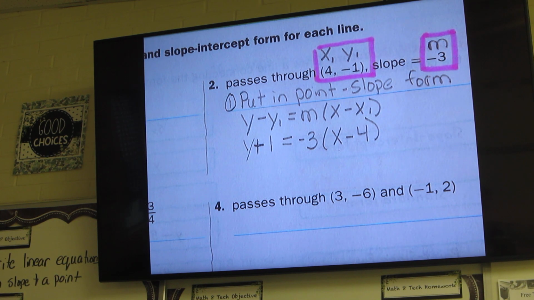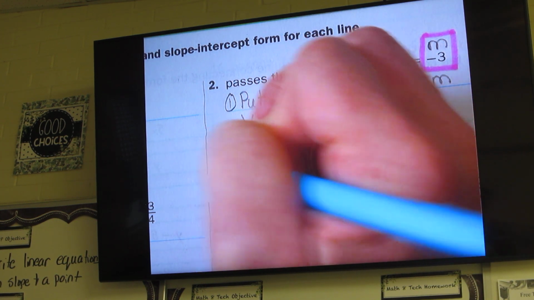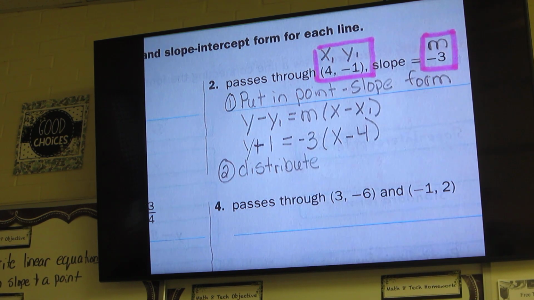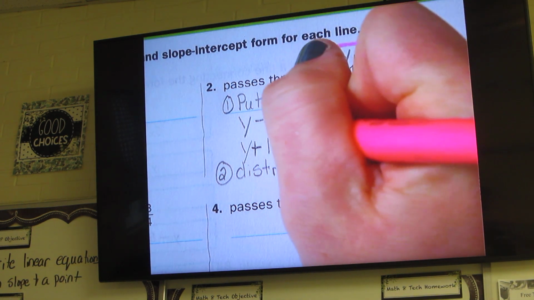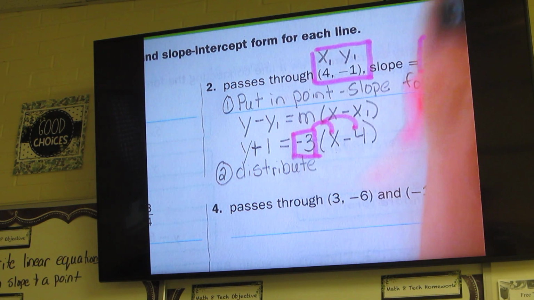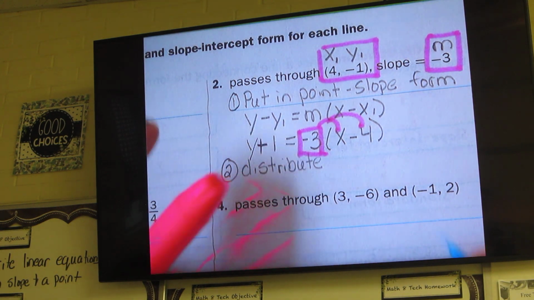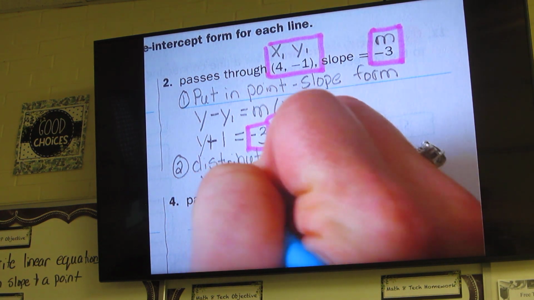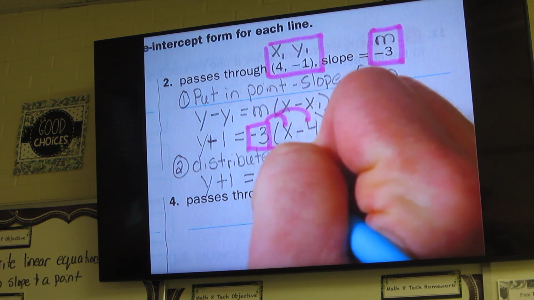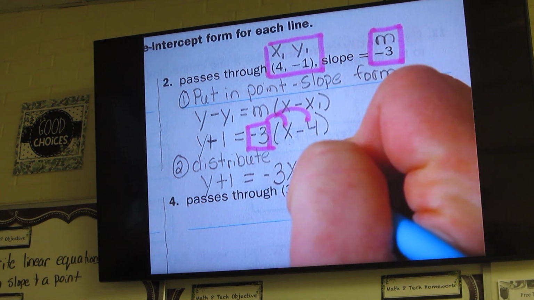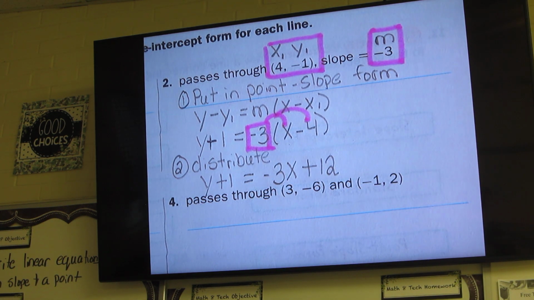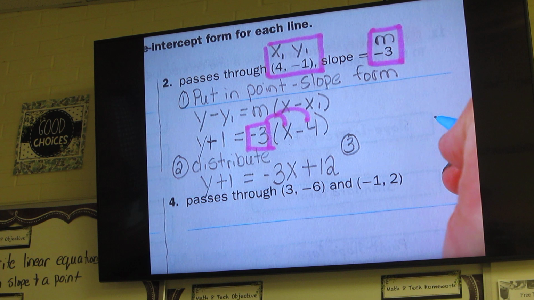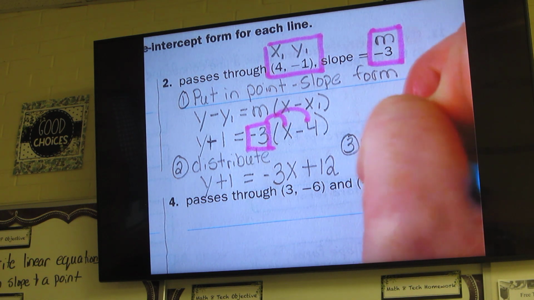Step 2 has two parts, and the first is to distribute, to get rid of those parentheses. I'm going to take this negative 3 out front and distribute it into each piece, leaving the left side alone, because I'm not doing anything there. So I have y plus 1 equals negative 3 times x, which is negative 3x, and negative 3 times negative 4 is positive 12. Now the very last step to get into slope intercept form, which means y is on the side all by itself, is to solve for y.